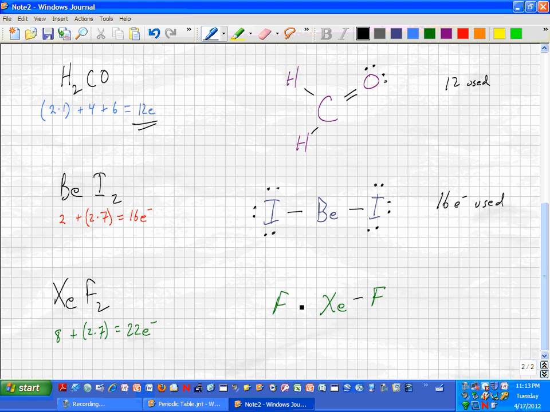I'm going to go ahead and connect to the central with dashes, and then I'm going to complete octets. This will get another 6 dots, brings these two guys to a grand total of 8. I'm going to put 4 more on xenon, and now I'm ready to go ahead and count up my electrons used. I used 2, 4, 6, 8, 10, 12, 14, 16, 18, 20. I only used 20 electrons. So I used too few.